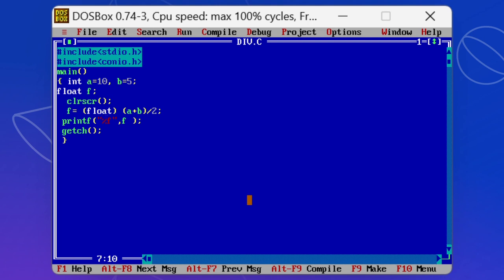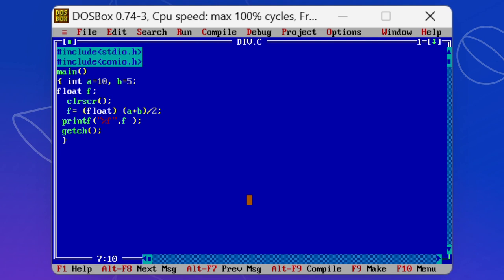So what will happen, the expression which is written in bracket, that is a plus b, it will be evaluated, and before division, this a plus b, that is 15, it will be converted into float. It is not that integer divided by integer, now it will become float divided by integer. This 10 plus 5, 15, will be explicitly converted into a floating point number. So it will become 15.00, and 15.00 divided by 2, the answer will be 7.5.